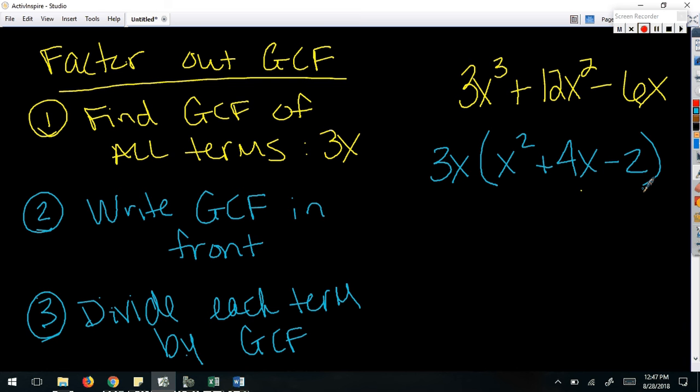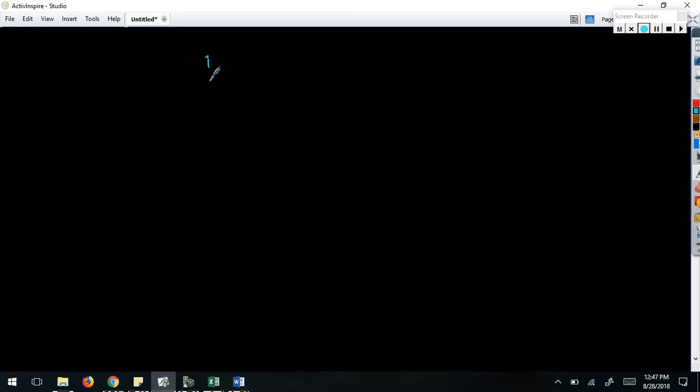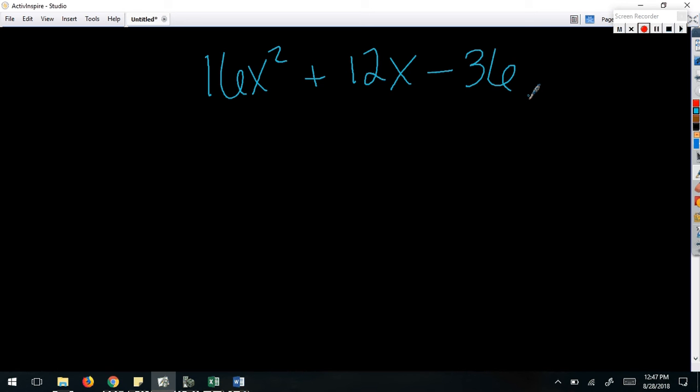Let's look at one more. Make sure we're GCF pros. All right, let's say I have... now everything's not going to have a GCF. I'm just showing you ones right now that do have GCFs. GCF it. 4.